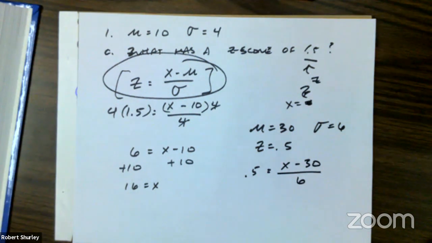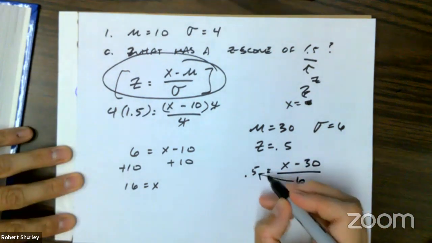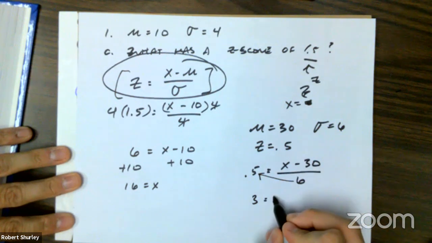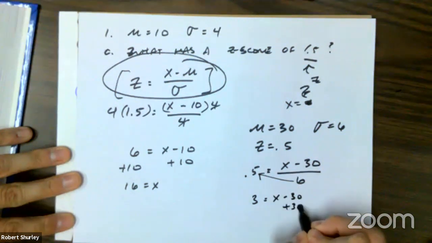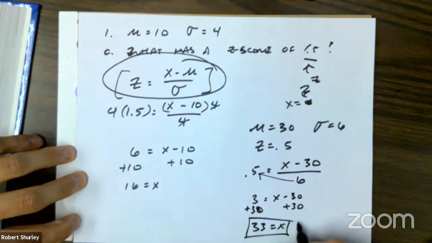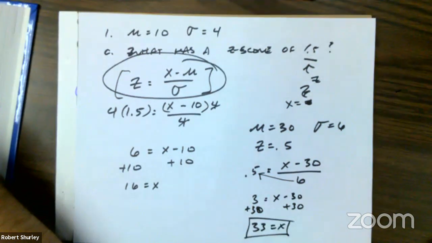6 times 0.5 is 3. Add 30, so you wind up with 33 equals x. Does that help? Yeah, it helps a lot because I got stuck on that. I would too. So 33 equals x.